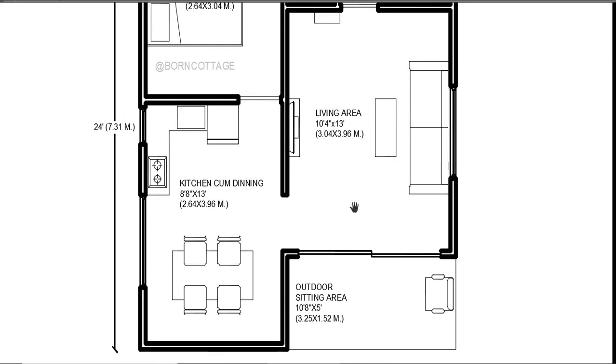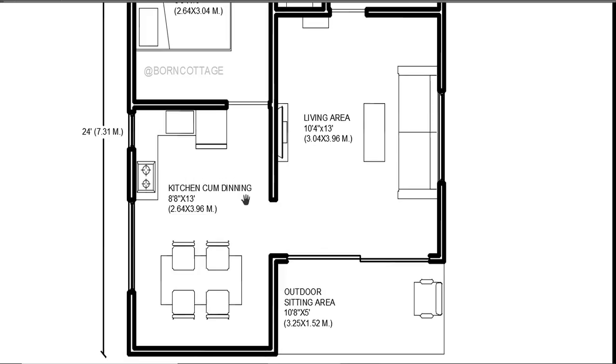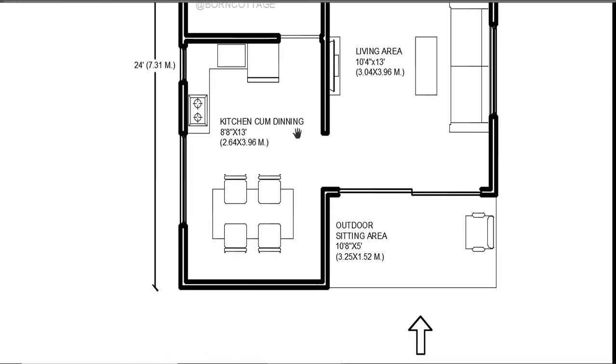So we have the living area. You can see here the sofa arrangement, tea table arrangement and also the TV unit on the front wall. And on the left side we have the kitchen cum dining area. You can see here the kitchen cabinet with burner, sink and refrigerator arrangement. Also a dining counter with 4 chairs and a large size window for ventilation and light in this area.